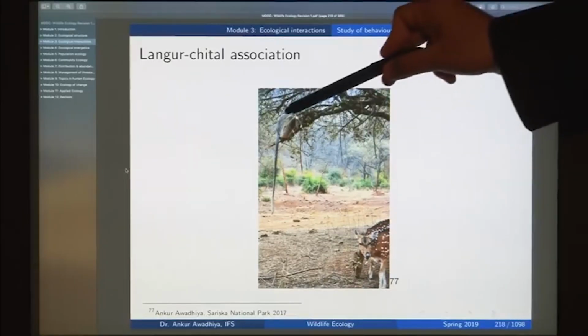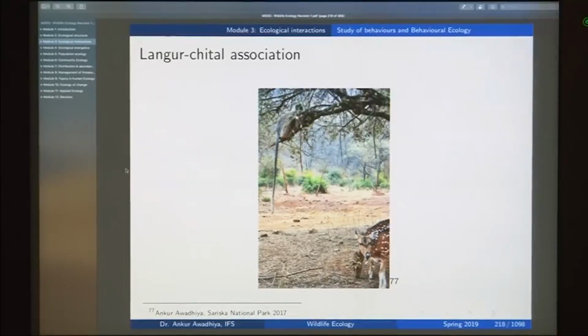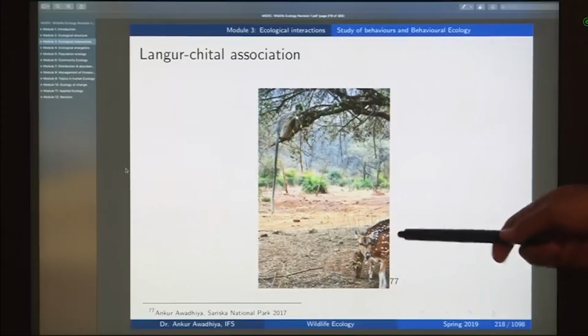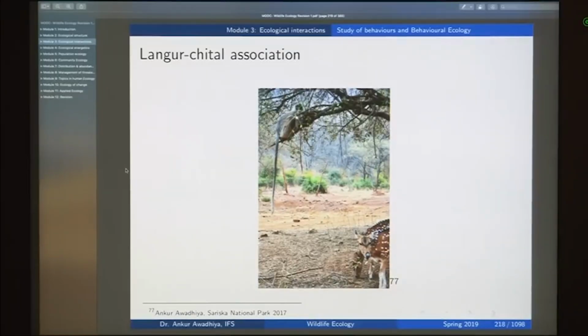At the same time, the langur is also in a more vantage position, so it can look out for predators, and when it gives out a warning call, an alarm call, the cheetal also hear that alarm call and they are also alarmed. On the other hand, if there is some predator that has been missed by the langur, but the cheetal are able to smell that predator, they will also give out an alarm call, and so the langurs will also get some benefit. But in this case, the benefit is not equally shared between both of these.